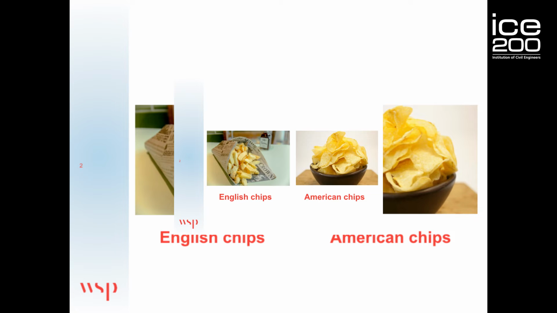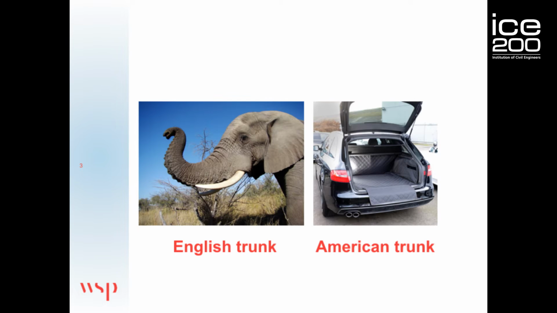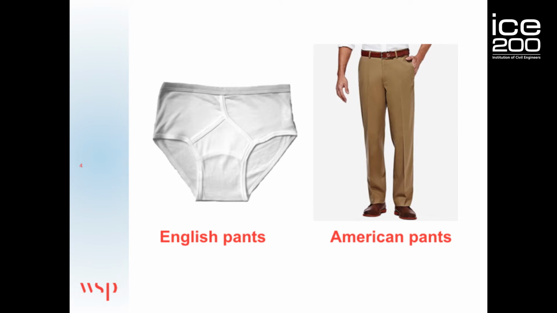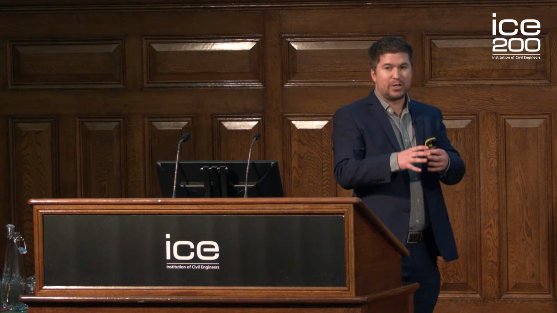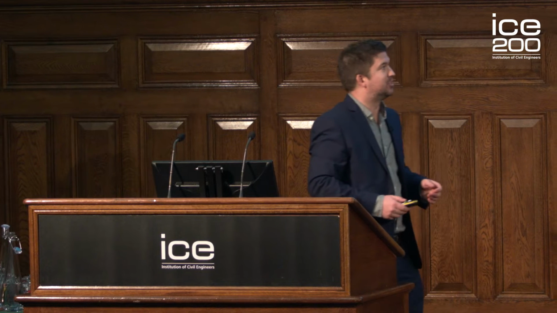So these are what the English would call chips. These are what the Americans would call chips. This is an English trunk. This is an American trunk. This is what the English call the pavement, and this is what the Americans call the pavement. But actually, the Americans are right on this one as far as we engineers are concerned, because we call the road construction the pavement.